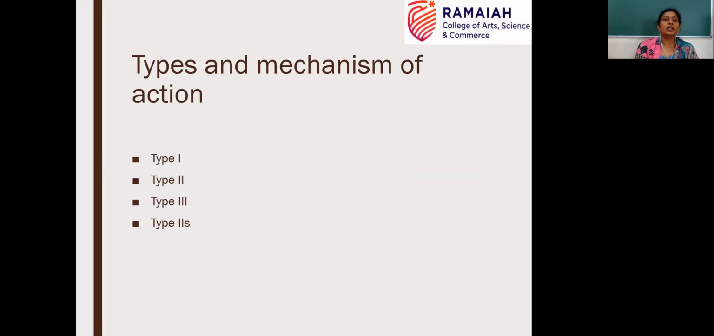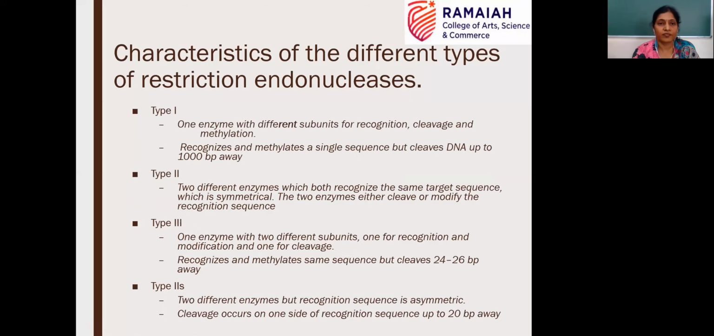Now, let's move on to the types and mechanism of action. There are three important types and one more type is also mentioned: type 1, type 2, type 3 and type 2S. Since this type 2S is very similar to type 2 enzymes but there is a slight difference, it is named type 2S. So one by one, let's see how these different types of restriction enzymes are different in terms of their mechanism of action and which is useful, which is not useful for DNA cloning.